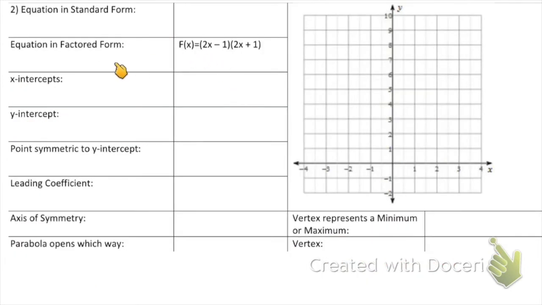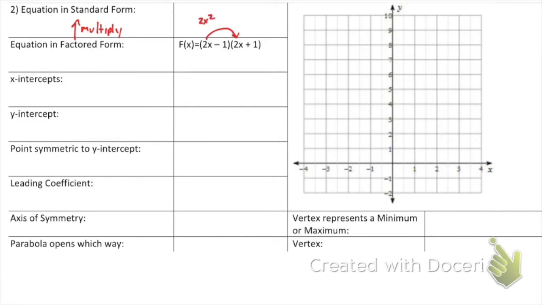All right, so now we have equation number 2 in factored form. We want to turn it into standard form. To do that, pretty simple. Anytime you have an equation in factored form and want to turn it into standard form, all you have to do is multiply. So if you look, I'm going to multiply this out. So it's going to be 2x times 2x.